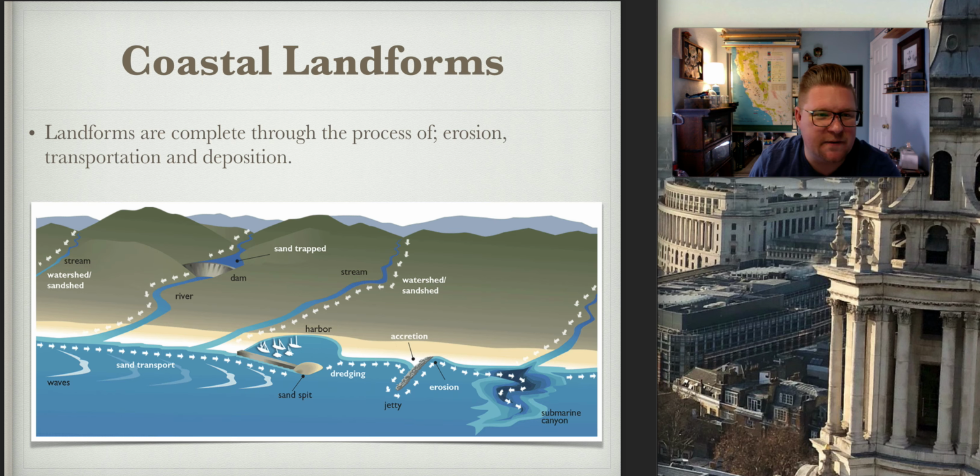So let's look at this real quick. These coastal landforms, I found this diagram and thought it was kind of fun. Landforms are completed through the process of erosion, transportation, deposition. You'll hear those three words a lot throughout the rest of this semester. So what I have here is this really interesting diagram.